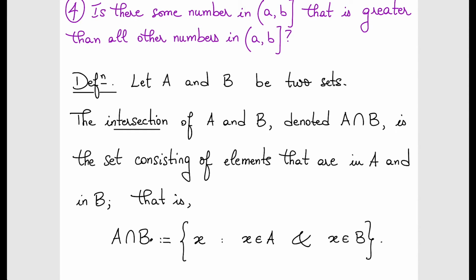Mathematically, this is how you write it. A intersect B, it's a set, so you're gonna have curly brackets, consisting of objects. Let's call a generic object X. And what's the membership to the set? That X should be at the same time in A and in B. Correct?